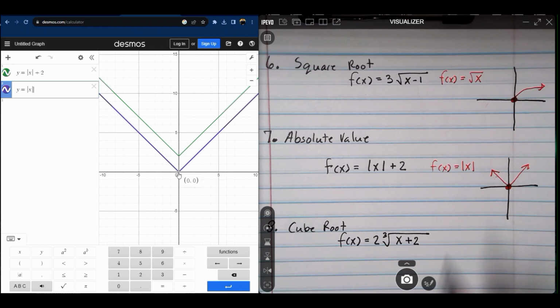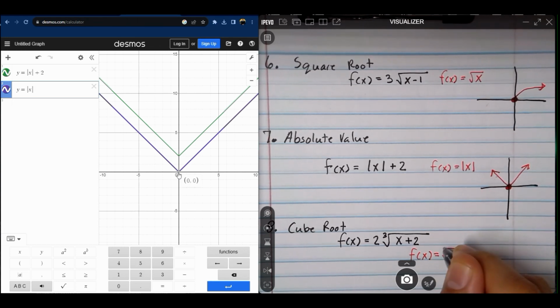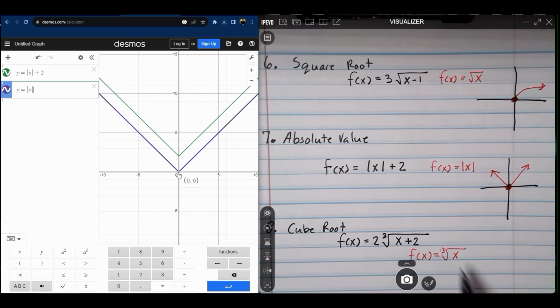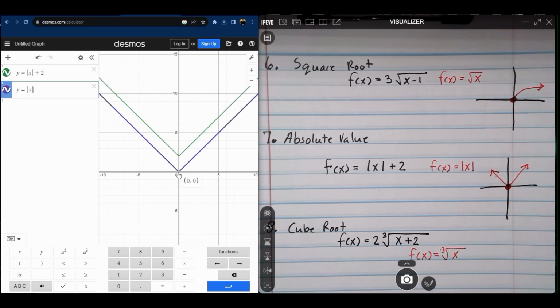Now, if I were to write the parent function for this, it would look like this. F of x is simply equal to a cube root of x. And again, when I say cube root, I'm talking about the index, which is normally 2. Instead of a 2 up here, we have a 3 for the index. And so let's graph these and see what they look like.